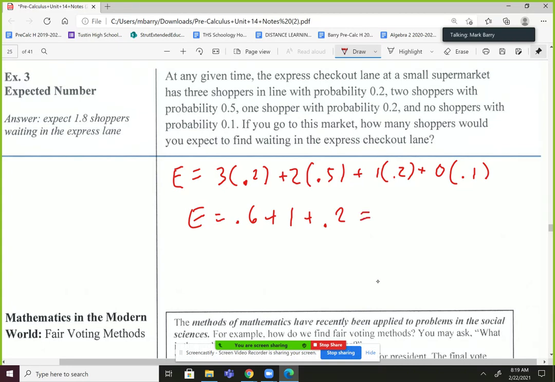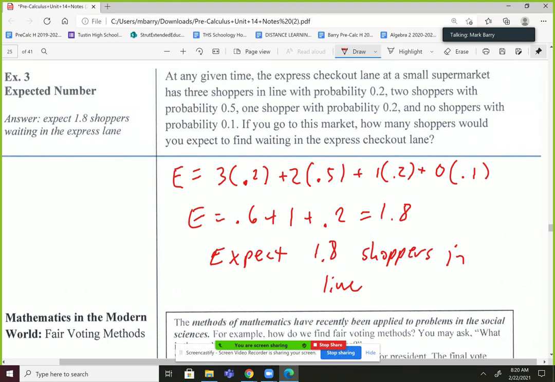And so 1.8, we can expect 1.8 shoppers in line. Now, they kind of report stuff like this on the news a lot. Someone is reporting this, I don't know, a newspaper, or I guess they don't have newspapers anymore, but like the New York Times or The Hill, or wherever you get your news, and they'll say something like this, like 1.8 people expected.